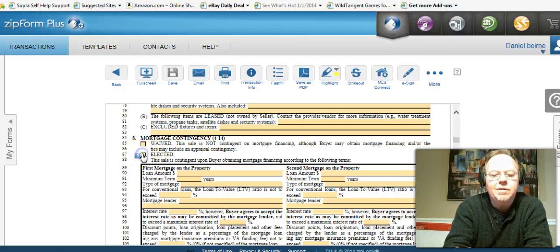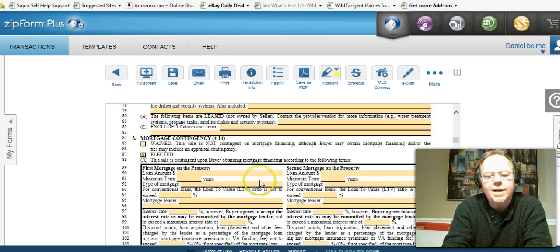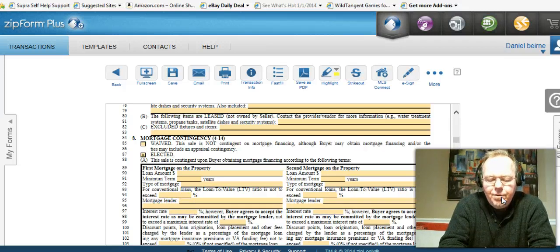You want to click, obviously, that you're electing the mortgage. You want to put the mortgage amount, the number of years, the type of mortgage. And on line number 95 where it says the mortgage lender, if you put the mortgage company's name there, the buyer's obligated to use that lender and not to switch it later. If you leave that blank, then the buyer's allowed to go anywhere and get a mortgage anywhere in the industry.